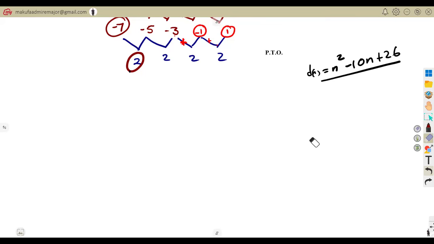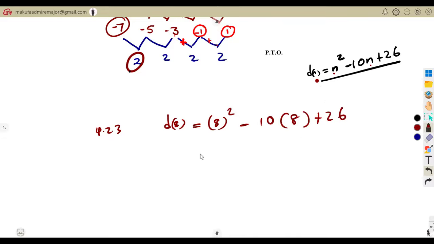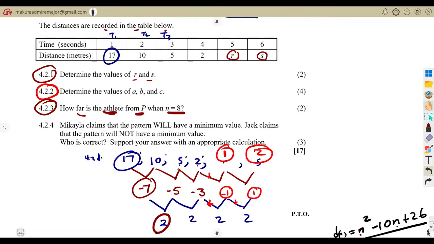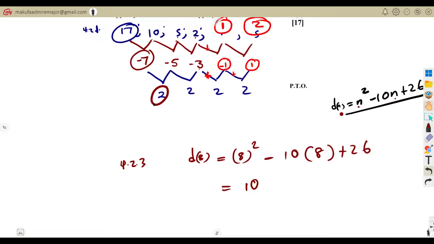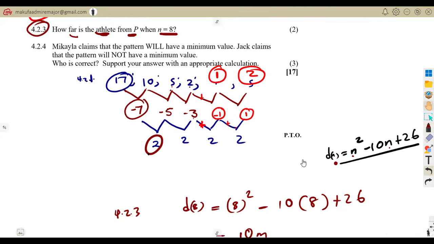This is how our d(n) is going to be at the end. So this was just a matter of substitution into the formula d(8). When it is 8, in place of what? N, you're going to substitute 8. So that's 8 squared minus 10 times 8 plus 26. So that was going to give us 10. And they told us the distance is what? In meters for a time being in seconds. So this is in meters. So that's 10 meters. All right.